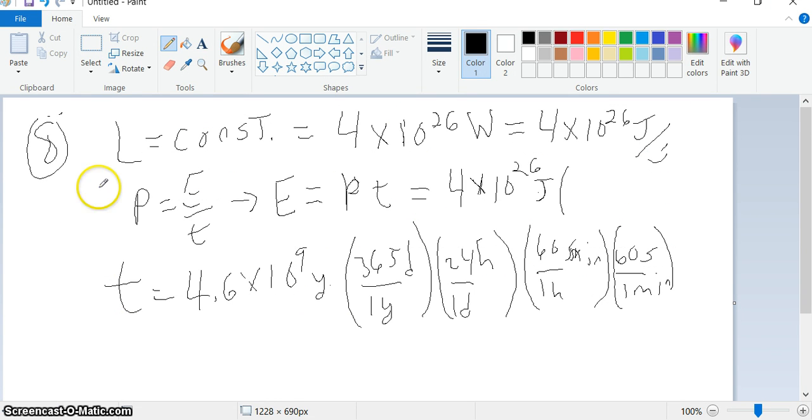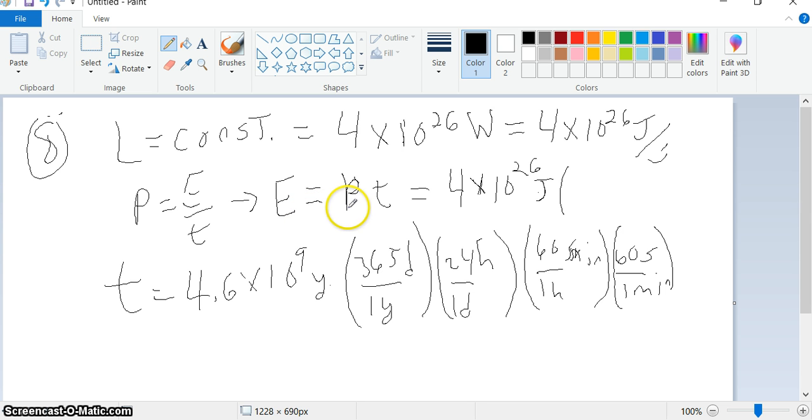All right, so I'm setting this up. They give us the luminosity is constant, so we're going to assume that. It's 4 times 10 to the 26 watts. 4 times 10 to the 26 watts is power, which are units of energy per second. Joules are the units of energy that we use in the standard international system. So power is energy divided by time. Rearrange that equation, you solve for the energy.